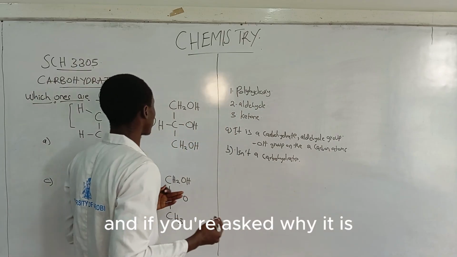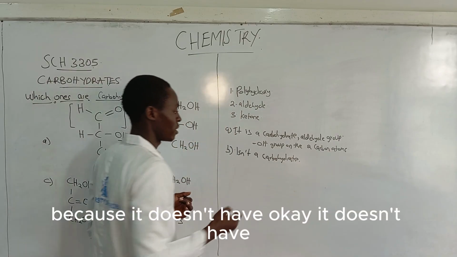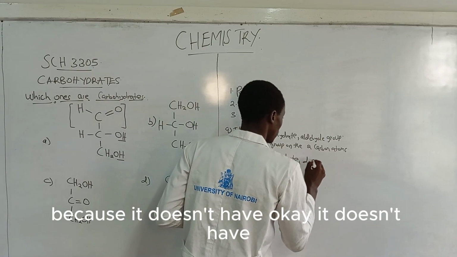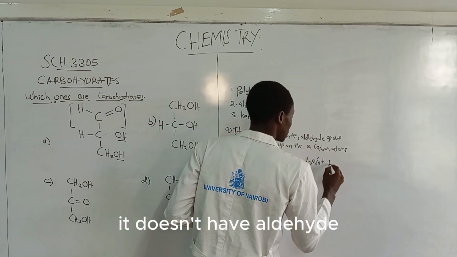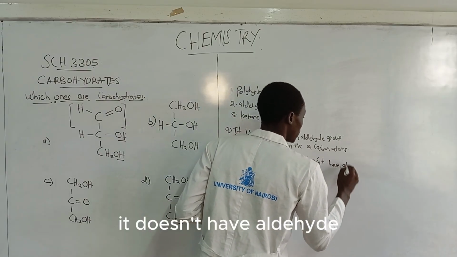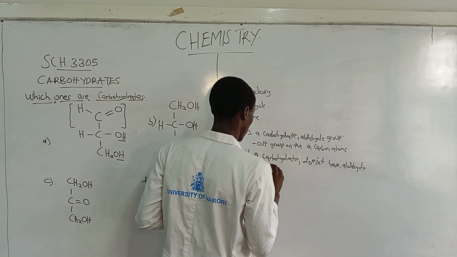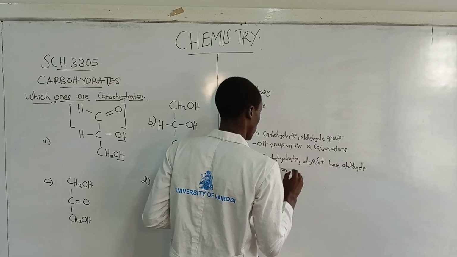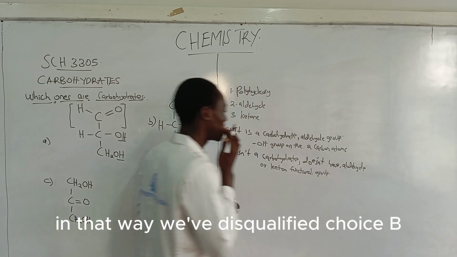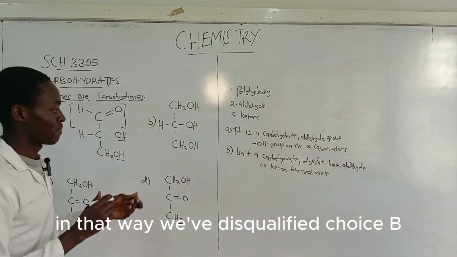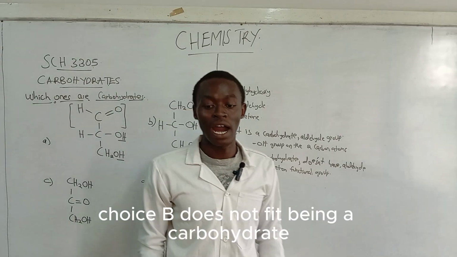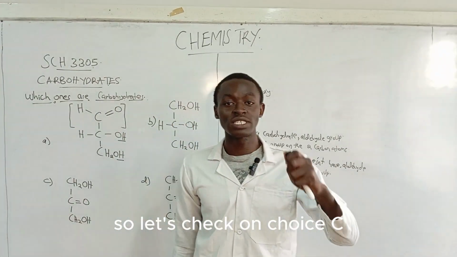If you are asked why, it is because it doesn't have an aldehyde or ketone functional group. In that way, we disqualified choice B. Choice B does not fit being a carbohydrate. So let's check on choice C.